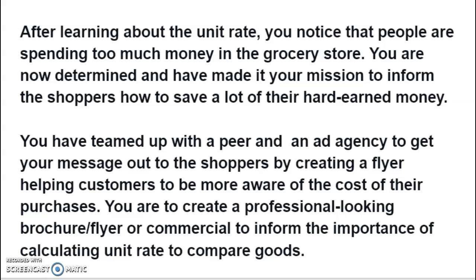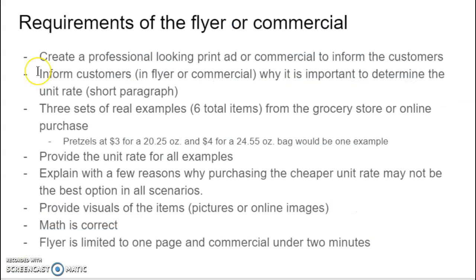After learning about the unit rate, you notice that people are spending too much money in the grocery store. You're now determined and have made it your mission to inform the shoppers how to save a lot of their hard-earned money. You have teamed up with a peer and an ad agency to get your message out to the shoppers by creating a flyer, helping customers be more aware of the cost of their purchases. You are to create a professional-looking brochure or flyer or commercial to inform the importance of calculating unit rate to compare goods. All right, here are your requirements.